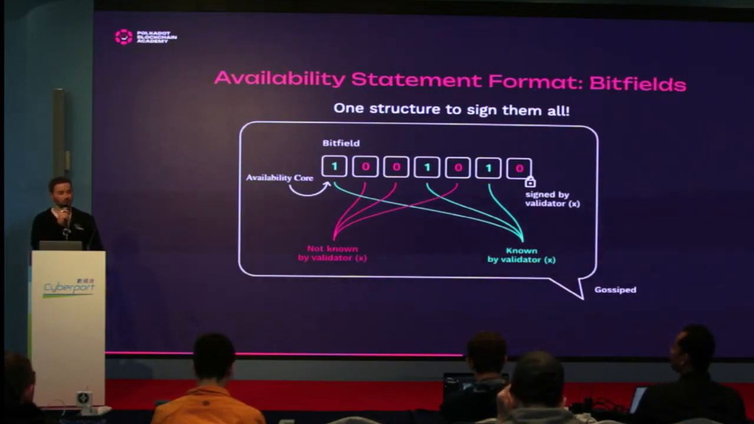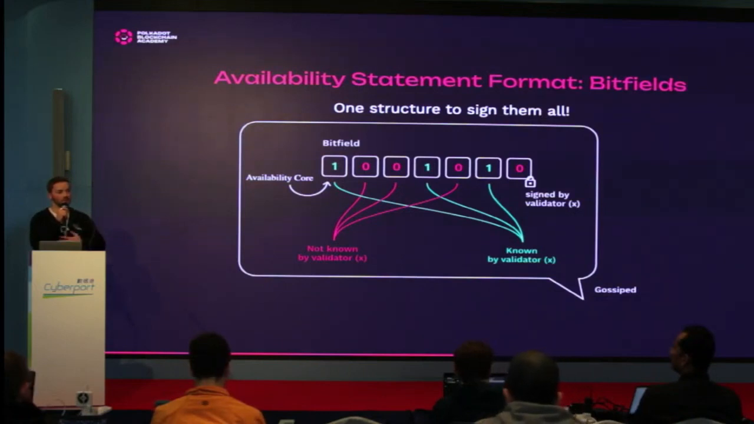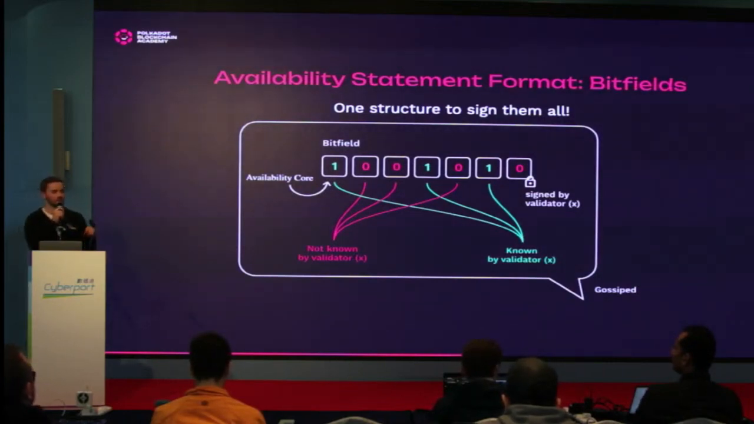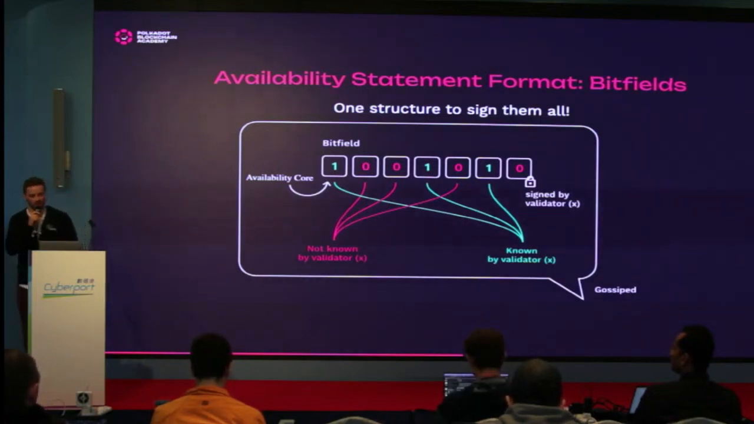And so each validator will have a bit field. If we have 100 cores, that's 100 bits, and it's a bunch of zeros and ones, and it just says, from my perspective as a single validator, I have 40 chunks that are for 40 different cores within the set of 100, and here are the other ones that I don't have. And it's important that the validator signs this, because that's proof that this is from the perspective of this particular validator, and not just made up information by someone malicious along the way.